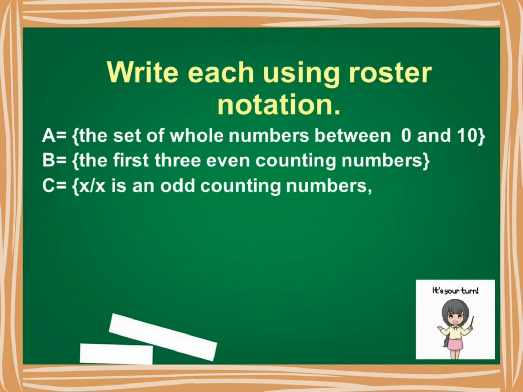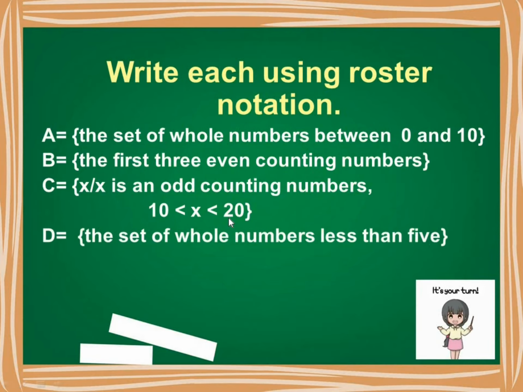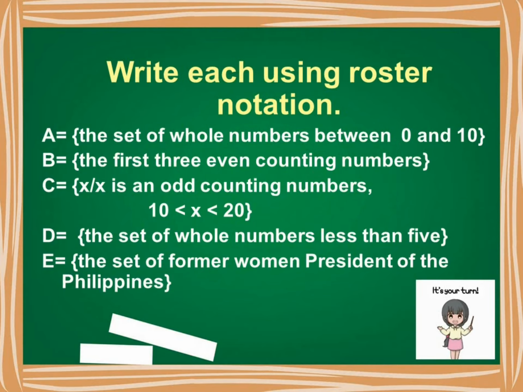Set C is a set of all x's such that x is an odd counting number greater than 10 but less than 20. Set D, the set of whole numbers less than 5. And set E, the set of former women presidents of the Philippines. This time, I will not provide and reveal the correct answers for this activity. I challenge you to try and answer these sets and show your answers in the comment box.